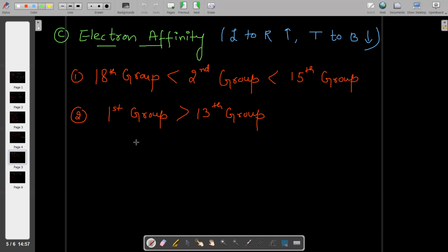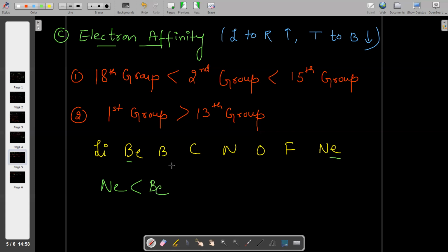Another exception is of group 1 and group 13. Group 1 will have more electron affinity than group 13. For example, if you compare lithium, beryllium, boron, carbon, nitrogen, oxygen, fluorine, and neon: whenever you are asked to compare electron affinity, and you see a group 18 element, just keep it at the lowest. So neon will have the minimum electron affinity. Then after that, you have to keep a group 2 element, which is beryllium.